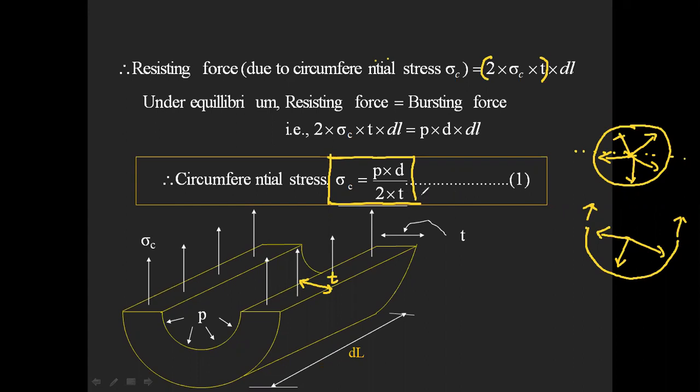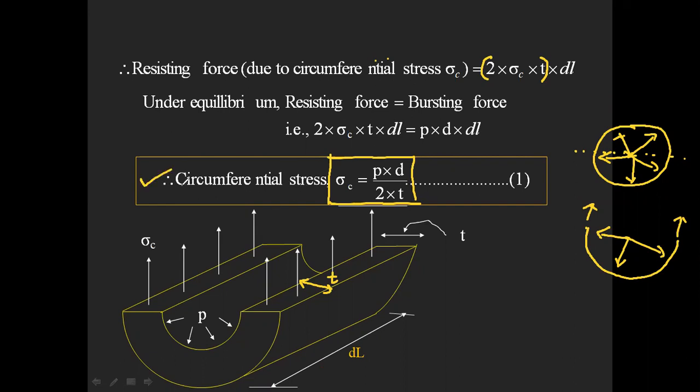This is your circumferential stress. For any thin cylinder, your hoop stress or circumferential stress will be pressure into internal diameter of the cylinder by 2 times its thickness. This is your circumferential stress.